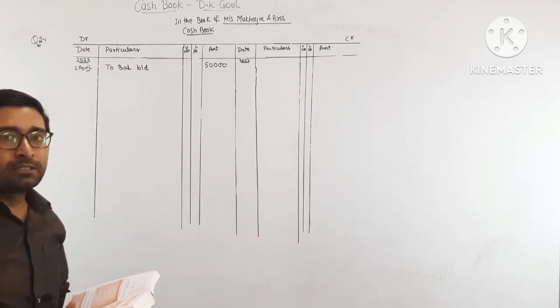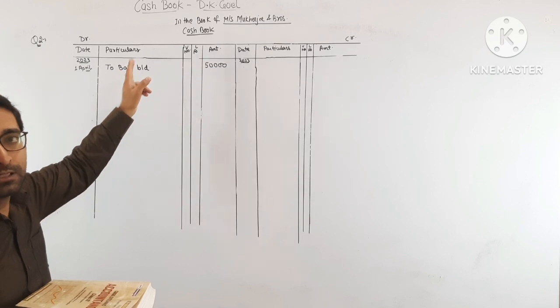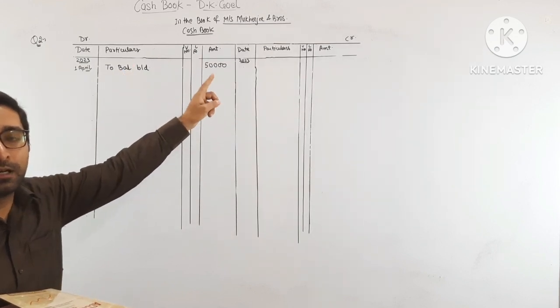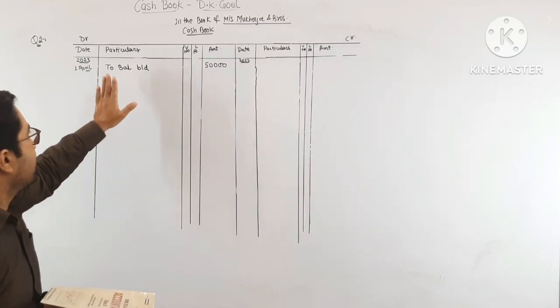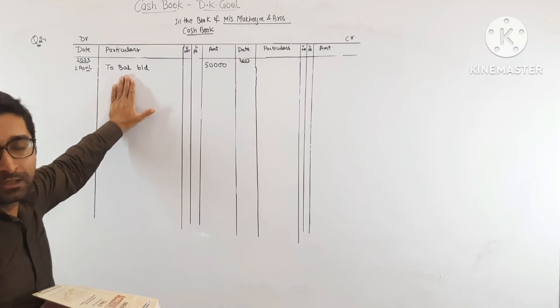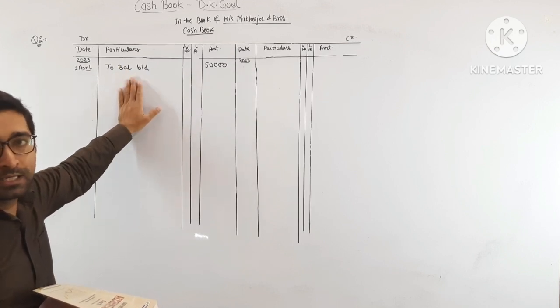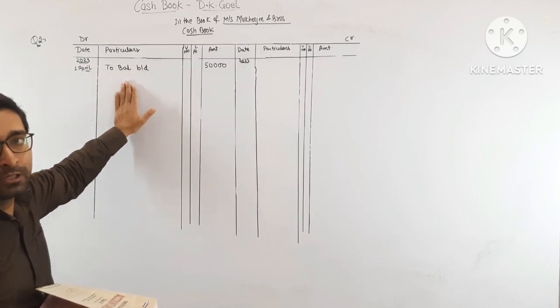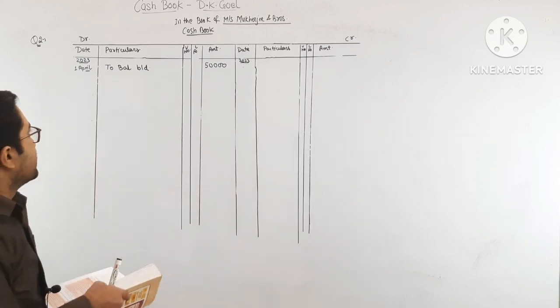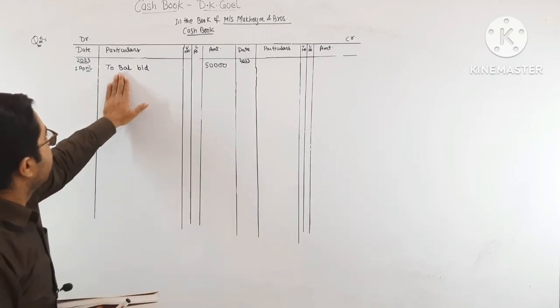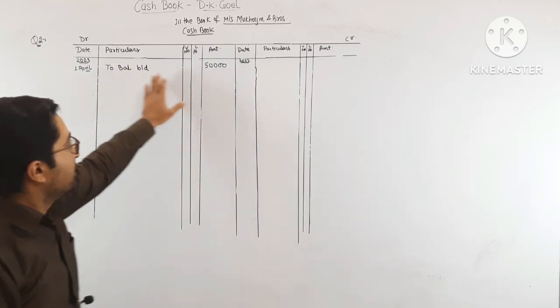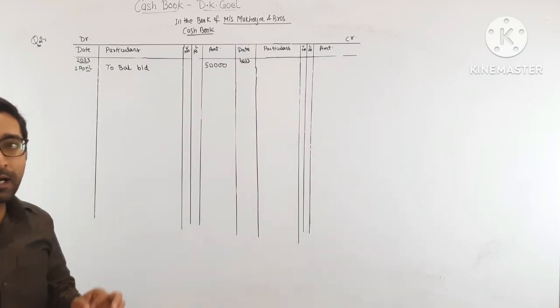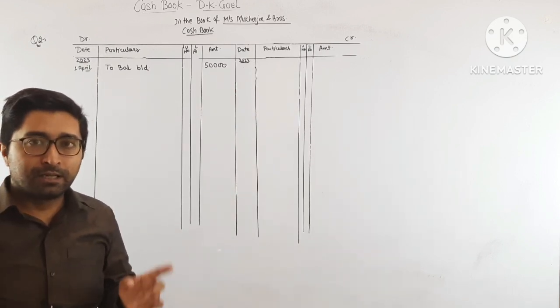Clear? This is the closing figure of 31st March and the closing figure of 31st March will be carried down to the next year. Okay? It will be brought down to the next year on 1st April 2023. So first entry will be written as to balance BD 50,000. Okay? Cash ka opening balance hamesha debit hoga.